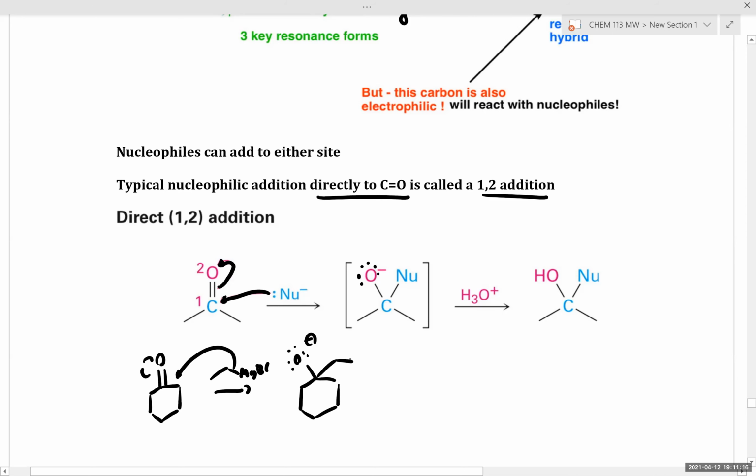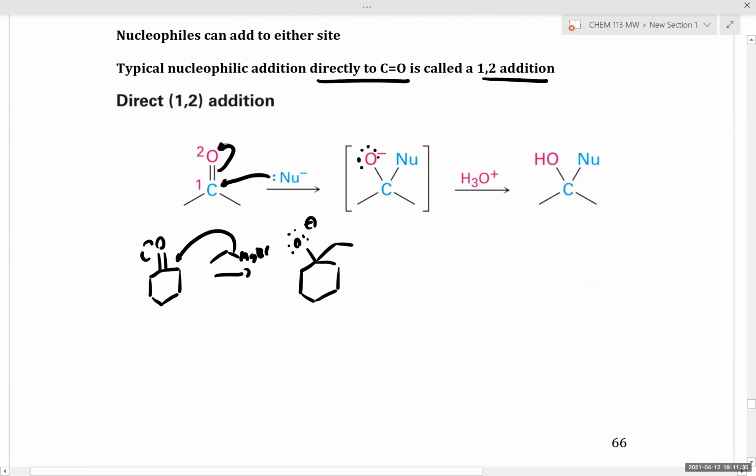Does this make sense to everyone? Is everyone comfortable with the mechanism for 1,2 addition? Any questions? Okay, let's keep going then.